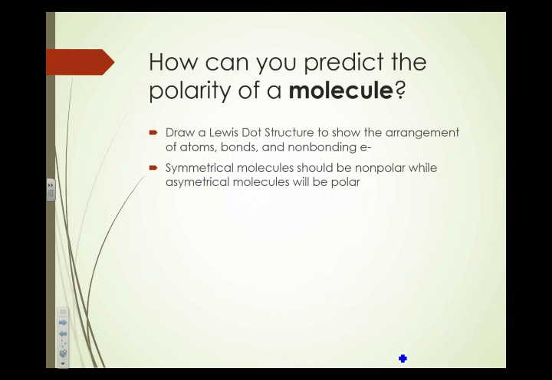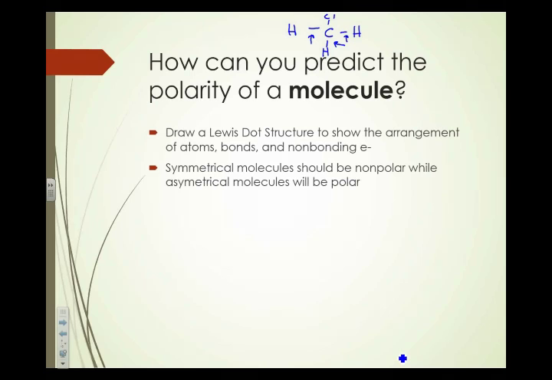How can you predict the polarity of a molecule? Up to this point, we've been talking about predicting the polarity of a specific bond, but now we're saying, hey, if I have this molecule, tell me about the molecule as a whole. I can tell you that this is a nonpolar bond, and this is a nonpolar bond, and this is a nonpolar bond, but tell me about the entire molecule. Is it polar or nonpolar?